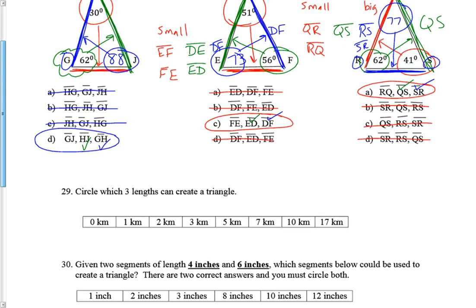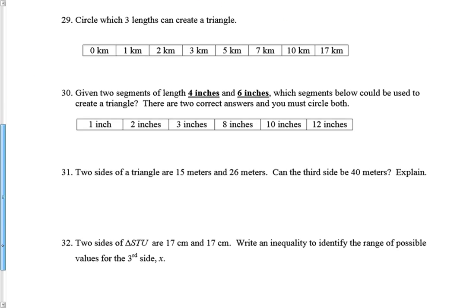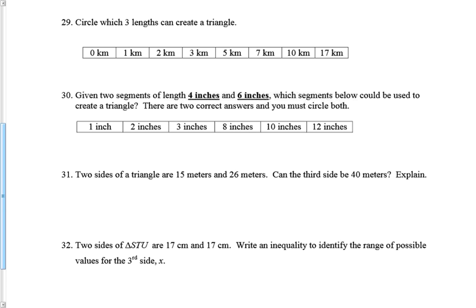Question number 29. Circle which three lengths can create a triangle. So there's a couple ways to do this. One is to just go along the way and figure out, well, can these three lengths make a triangle? So for example, first of all, I can't have a length of a triangle be 0, so I can eliminate that one. Now, in order to create a triangle, if I add the two smallest pieces, that has to be bigger than the big piece.